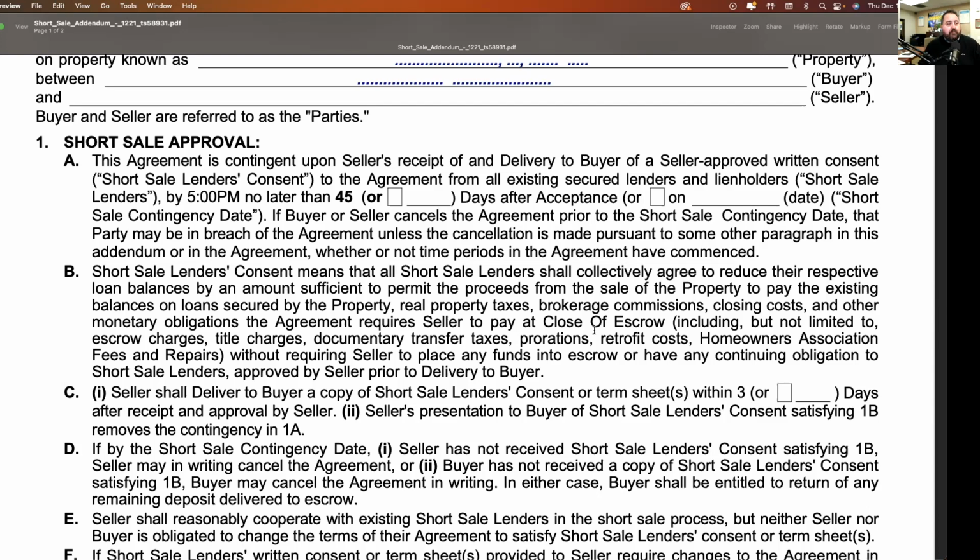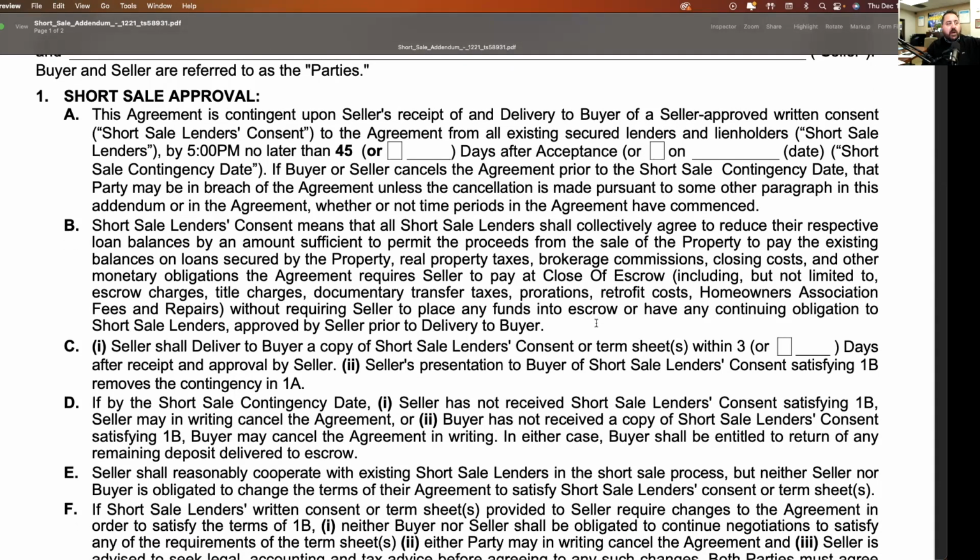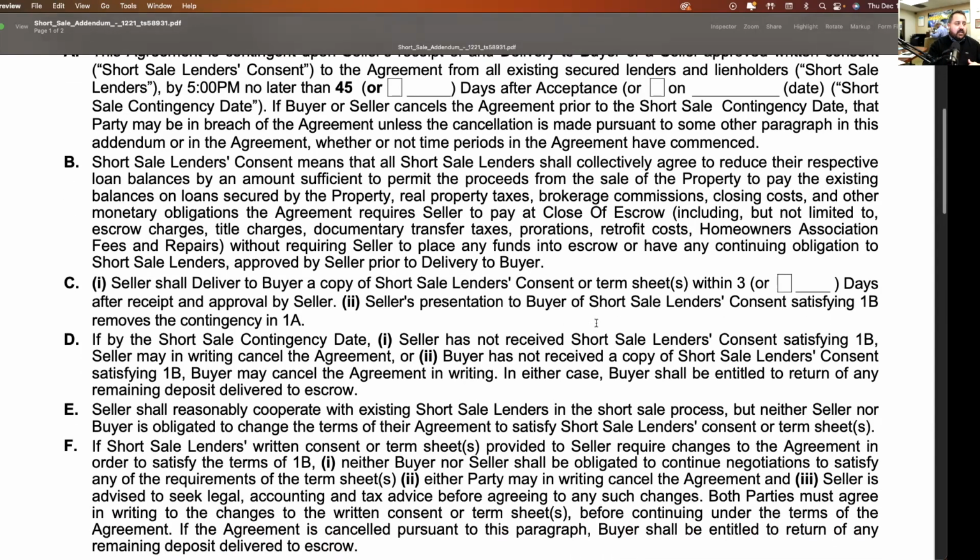Seller shall deliver buyer a copy of short sale lender's consent or term sheet within 3 days after receipt and approval by seller. Seller's presentation to buyer of short sale lender consent satisfying 1B removes the contingency 1A. Right. So if I give you the consent letter, the information from the lenders that says, yeah, we're good with the price, then it automatically removes that contingency.